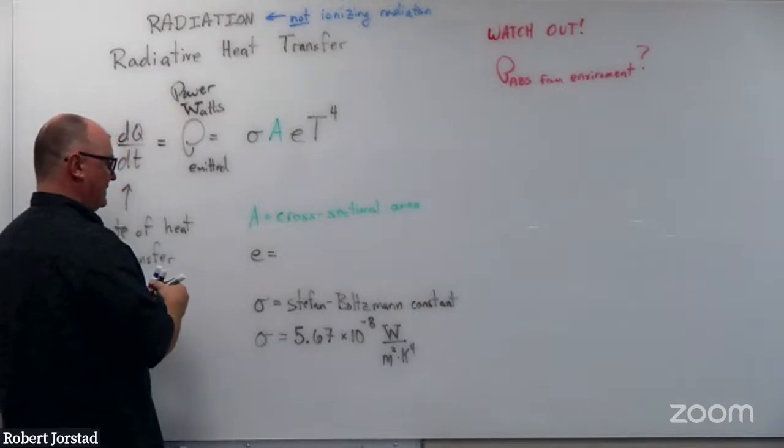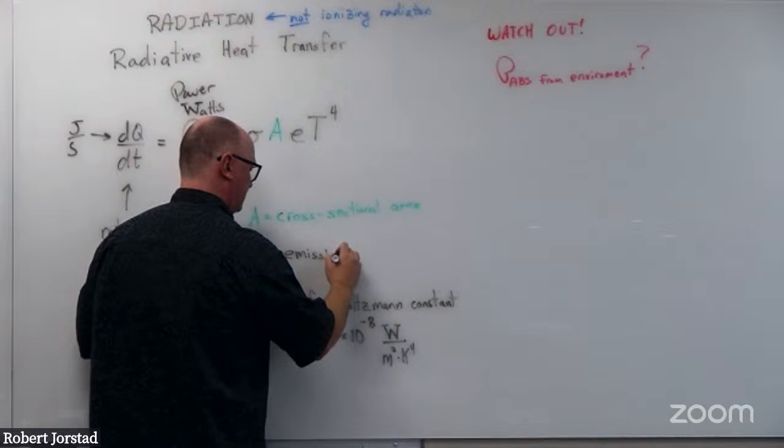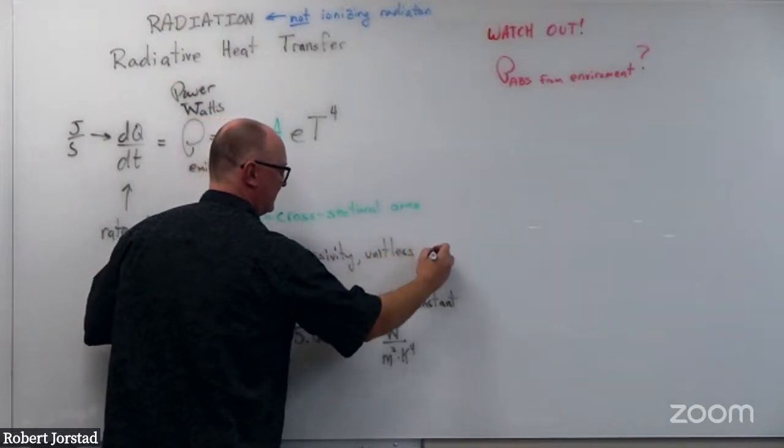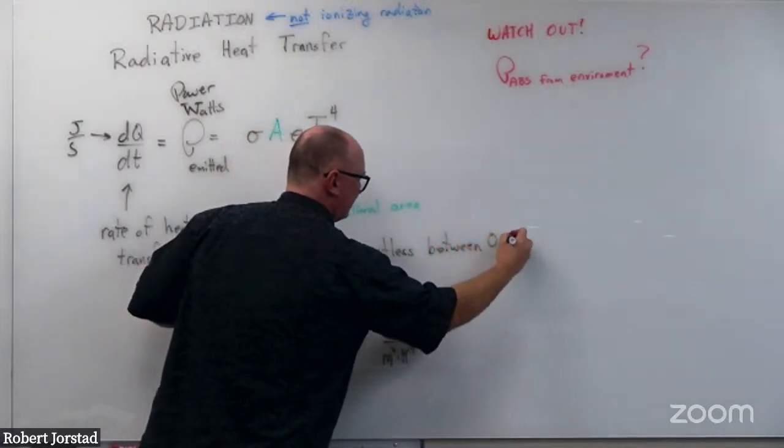E is a thing called the emissivity. It's unitless, between 0 and 1.